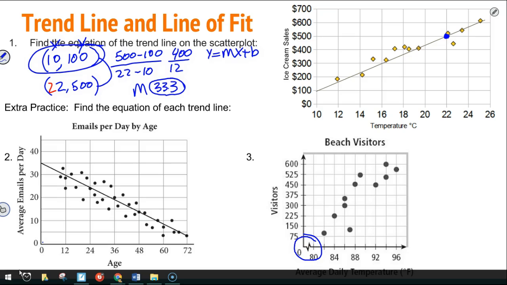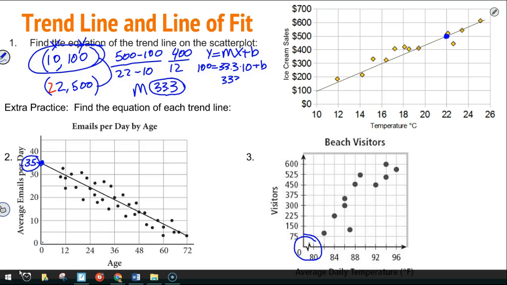So there, we're going to have a little shortcut down here. I know my y-intercept is 35. So, worry about that later. Get back up to number 1. Y is 100 equals 33.3 times x is 10 plus b.